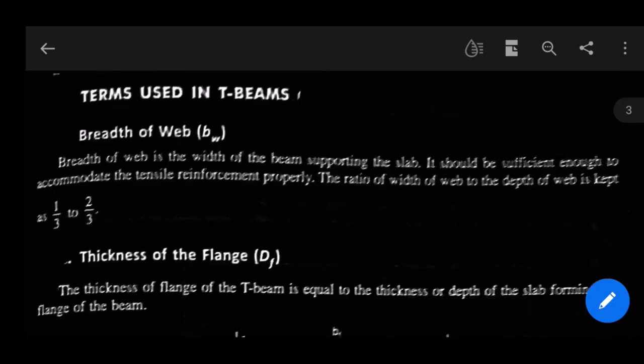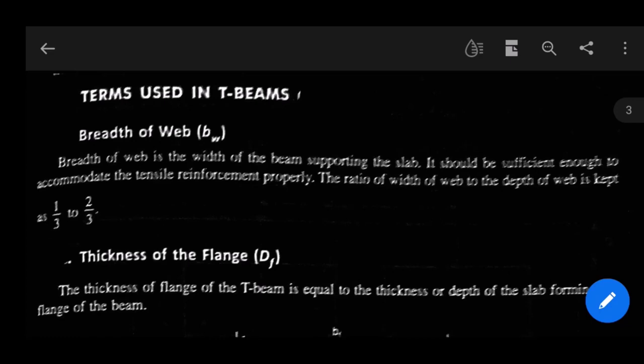Now I will discuss briefly the terms which are used in T-beams. First is breadth of web, that is bw. Breadth of web is the width of the beam supporting the slab. It should be sufficient enough to accommodate the tensile reinforcement properly, the main reinforcement. Actually, the ratio of the width of web to the depth of web is kept as 1/3 to 2/3.